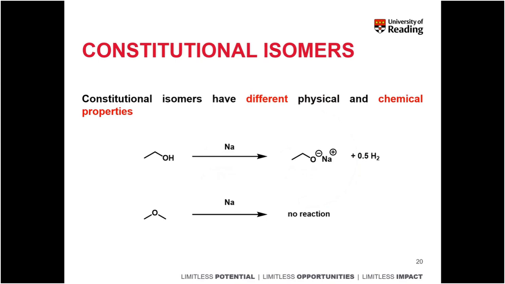Likewise, they have very different chemical properties too. If I take sodium and throw it into ethanol, it'll react. It'll form sodium ethoxide, this compound here, and it will give off hydrogen gas. But if I throw sodium into dimethyl ether, nothing happens. So as well as having different physical properties, constitutional isomers often have very different chemical properties too.